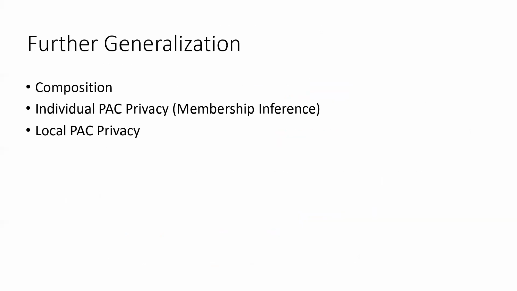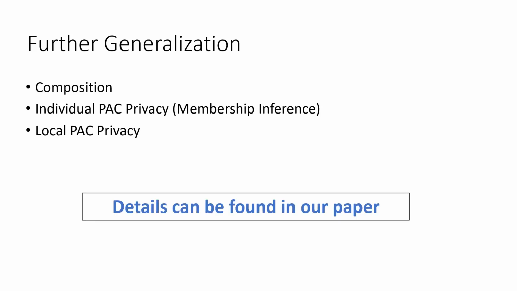There are also many further generalizations in our paper. For example, PAC privacy enjoys straightforward composition, and currently we focus on the entire data set security. If you have a particular focus on individuals, we actually have stronger results for that. Moreover, in the distributed case, we can also generalize the centralized PAC privacy to local privacy, similar to local DP. These details can be found in our paper.